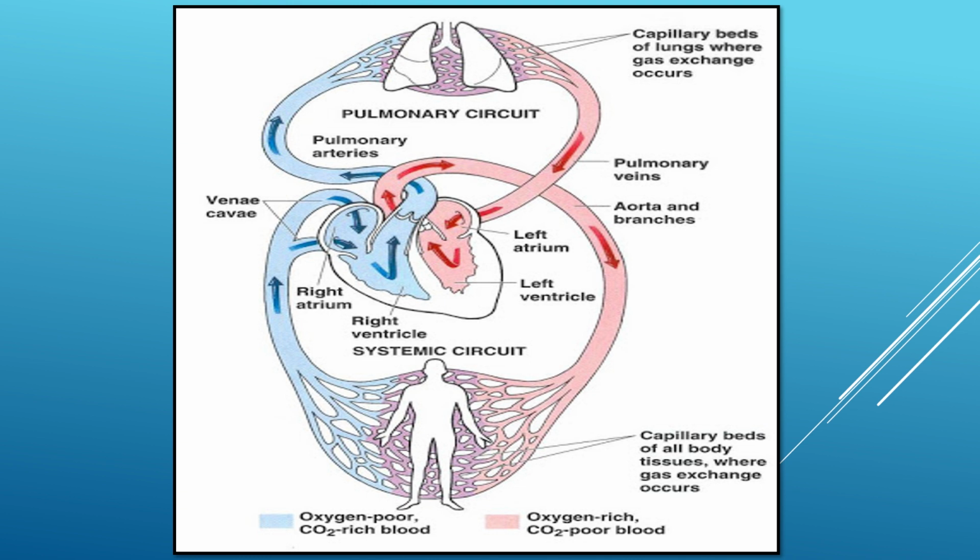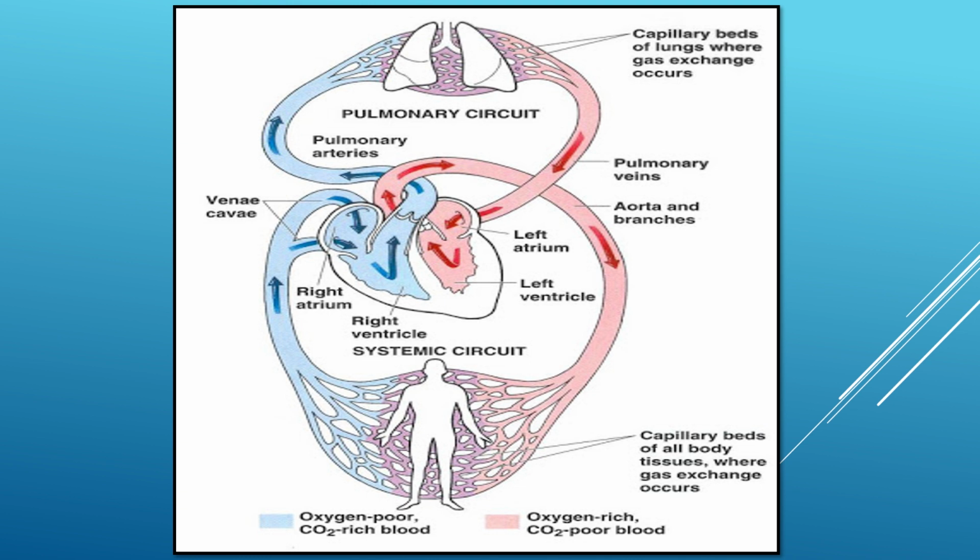From the aorta it goes to arteries, from arteries it goes to capillaries, and then to each and every cell. There, oxidation of glucose takes place and carbon dioxide is produced. This carbon dioxide rich blood is again brought to the heart by the vena cava to the right atrium, and in this way the circulation goes on.